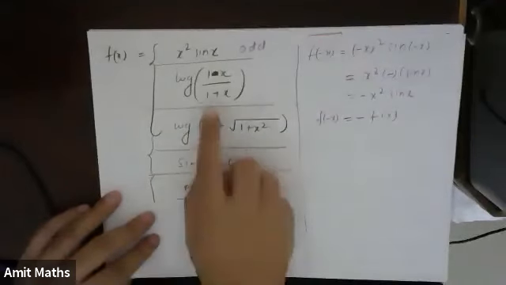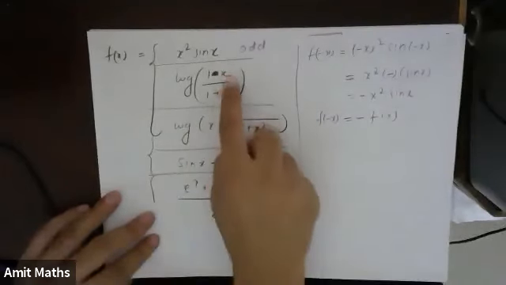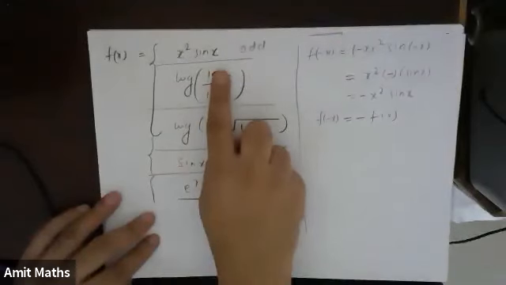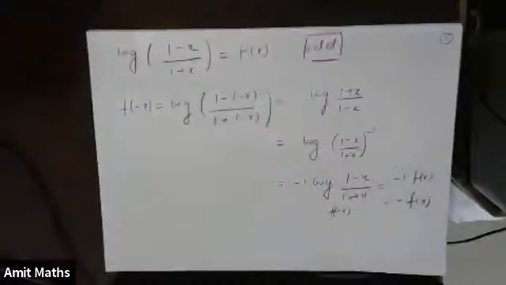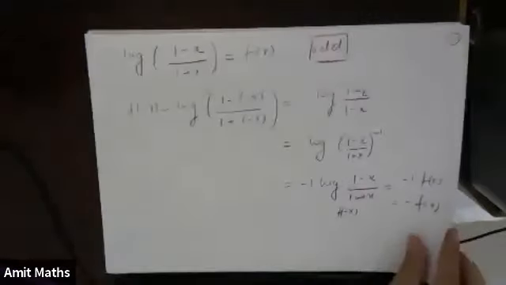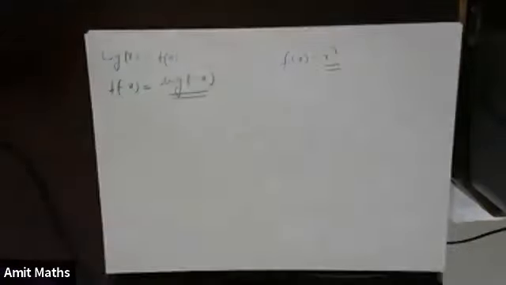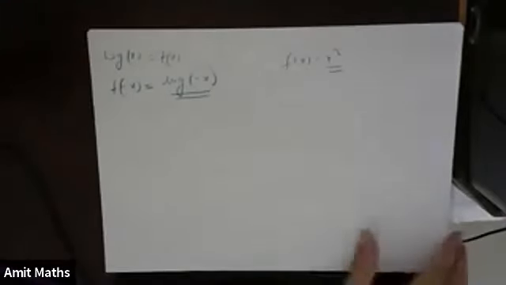Which one? 0. If we substitute 0, this will become 1. Log of 1 is 0. Okay, think about it. Okay, let's see. So these were basic examples and basic questions on odd and even function.